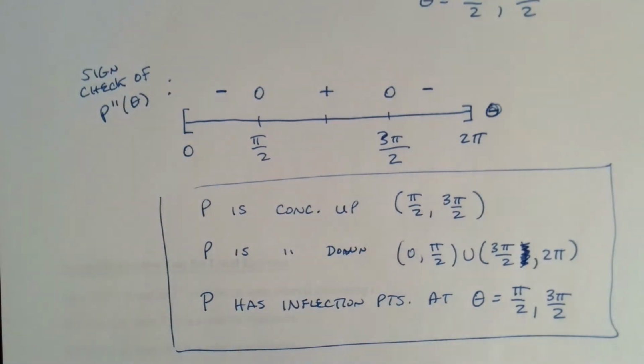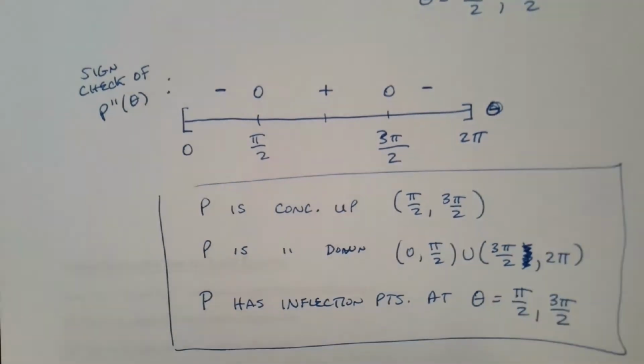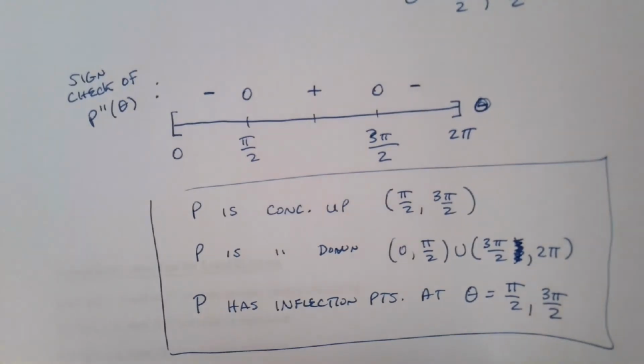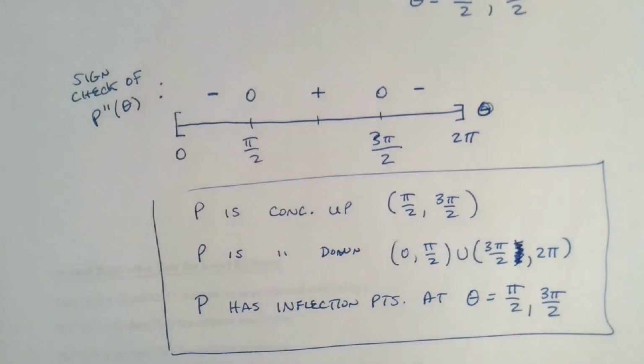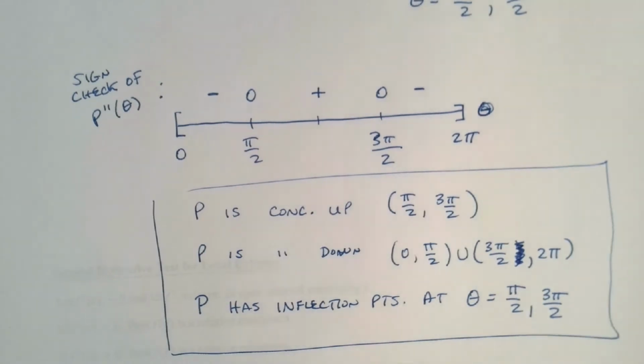Now, we do get in the habit of just saying, oh, every time the second derivative is 0, then maybe we have an inflection point. But that's only true, again, where we have changes in the sign of the second derivative. Okay. Let's illustrate that with this example.